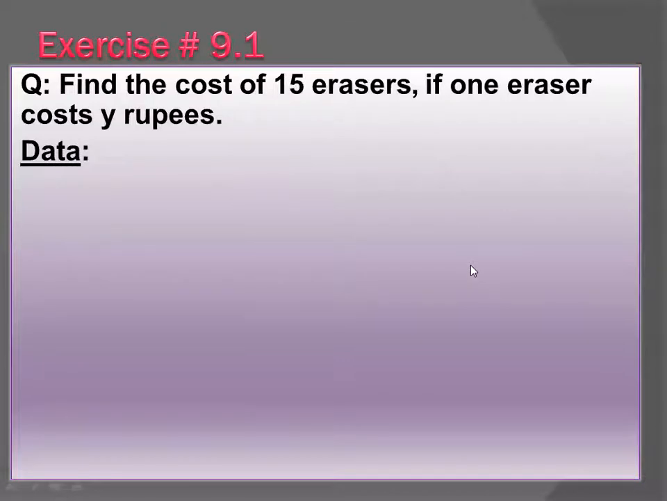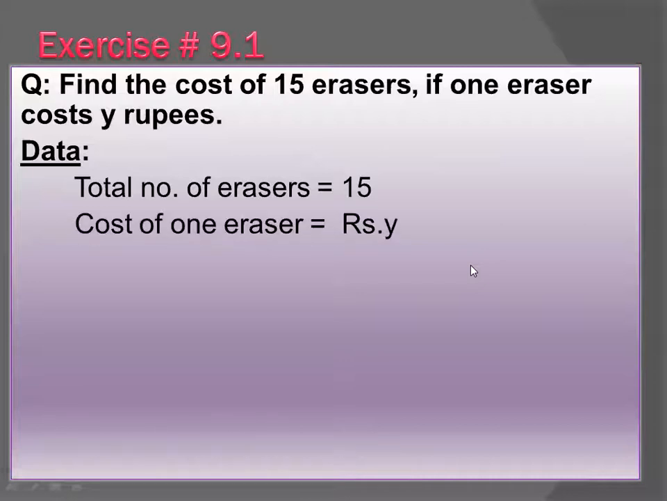Here I am going to make the data again. Total number of erasers is equal to 15. The cost of one eraser is equal to rupees y. And what you have to find out is the cost of total 15 erasers. So the cost of 15 erasers is equal to question mark. What will be the operation you are going to apply here? Can anyone tell me?